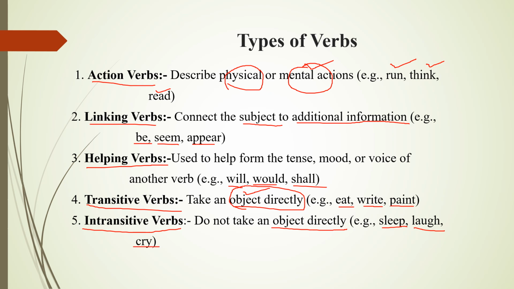So there are 5 types of verbs. Number one, we have action verbs, which denote certain physical or mental action. Linking verbs, which connect the subject to the additional information. Helping verbs, which help in forming the tense, mood, or the voice of another verb. Then we have transitive verbs. They always take certain object with them, and intransitive verbs do not need any object for the completion of their meaning.